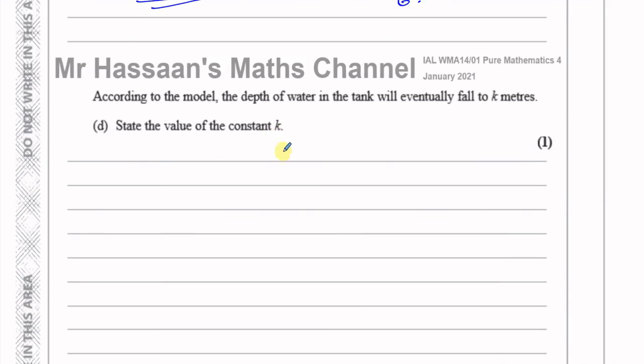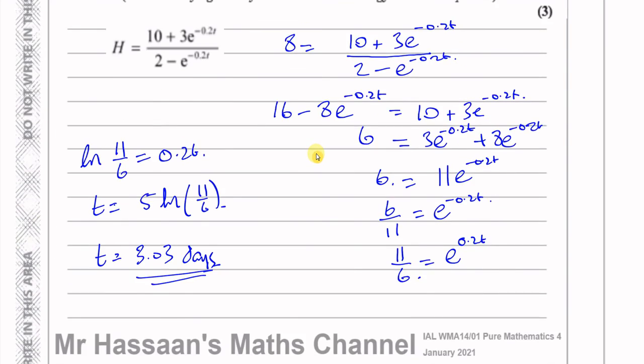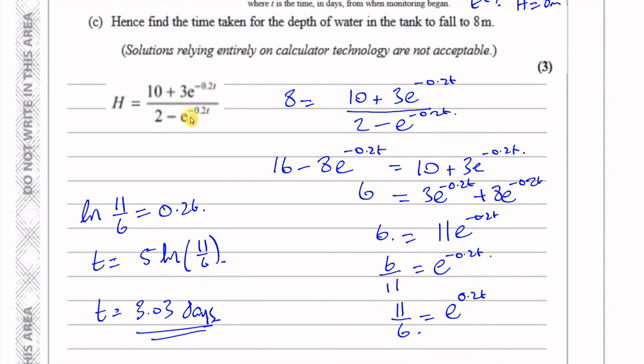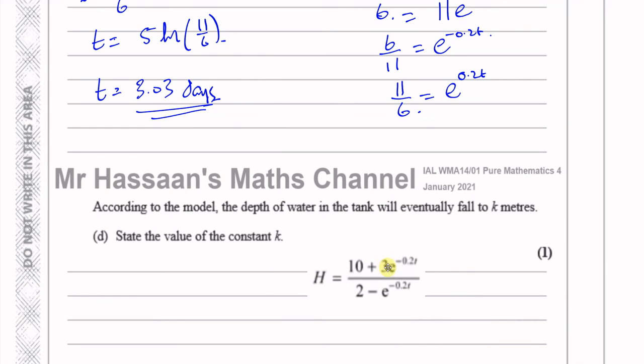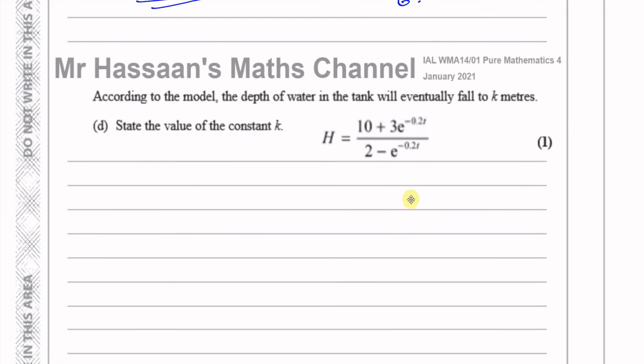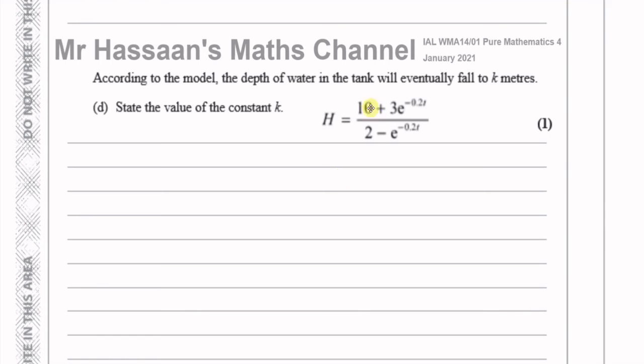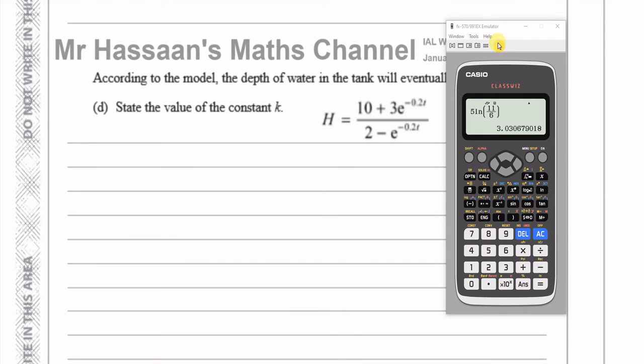Then it says, according to this model, the depth of the water in the tank will eventually fall to k meters. State the value of the constant k. Now, some students have a problem with this question. I'm going to explain to you how exactly to do it. It's only worth 1 mark, so you don't actually have to show any steps, although it's better to, because it says state the value of it. I know the answer is going to be 5, and I'll explain why eventually, but let's just get the calculator and show you how.